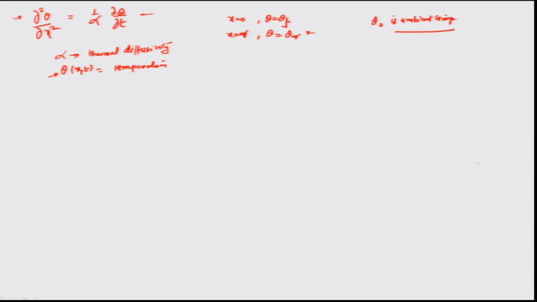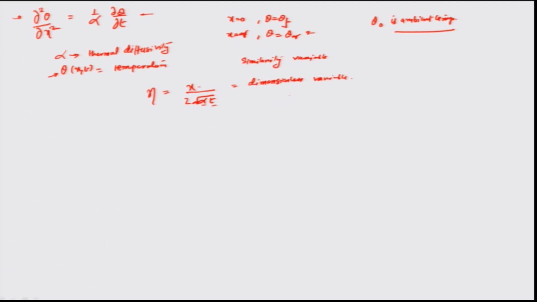So, having said that, now let us actually use a similarity variable method for solving this equation. So, we will create a variable here called eta, where eta is basically x by twice root of alpha t, and eta is a dimensionless variable. You can compare the distance units with respect to the alpha and time t.